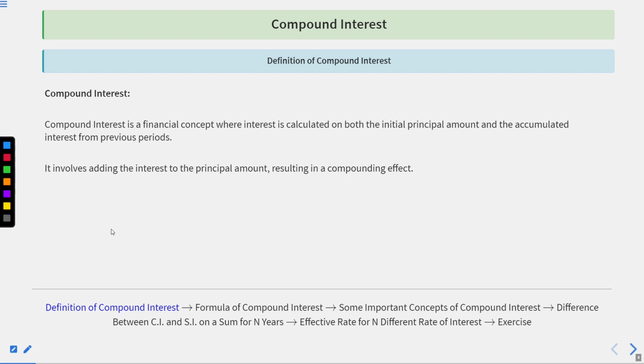So let's start with the definition of compound interest. Compound interest is a financial concept where interest is calculated on both the initial principal amount and the accumulated interest from previous periods. So in simple words, I can say we are provided interest on interest. So here you earn more money. So it involves adding the interest to the principal amount, resulting in a compounding effect.